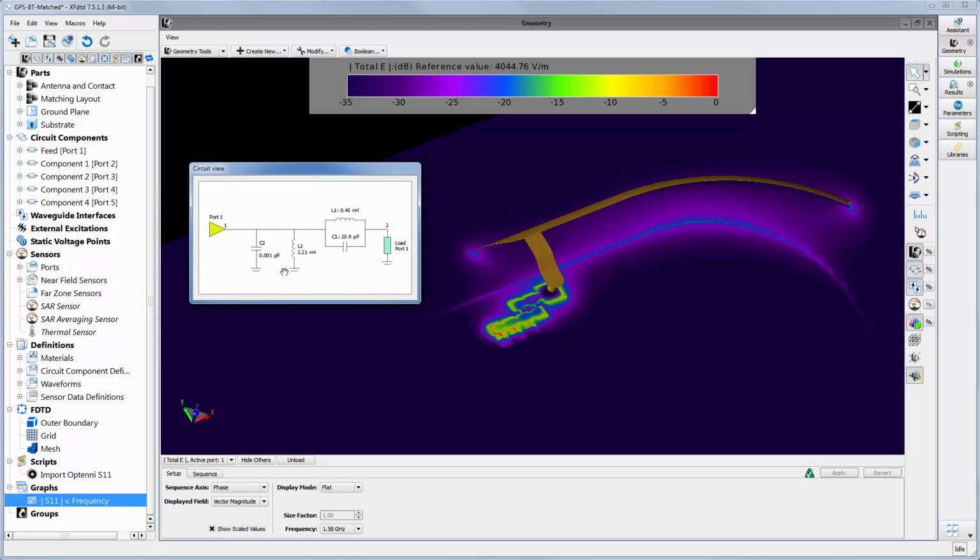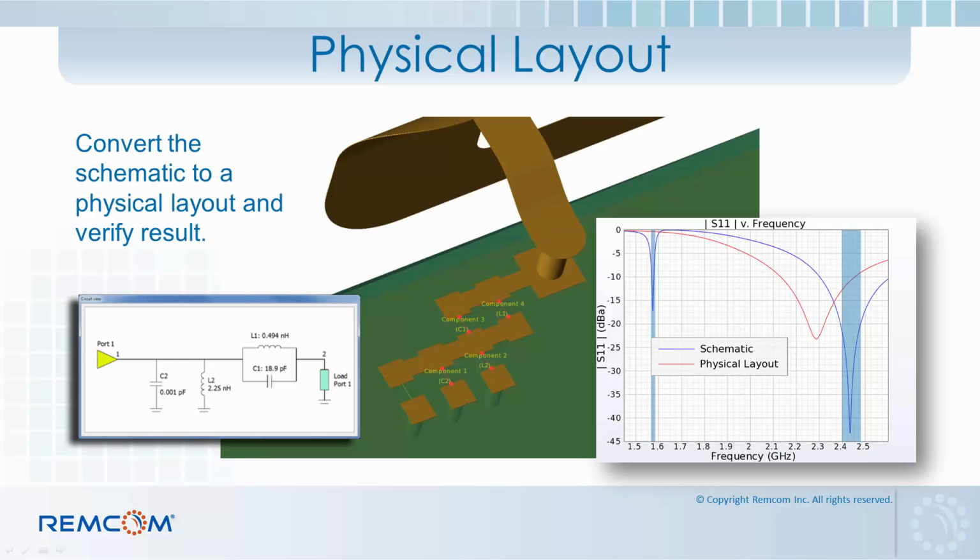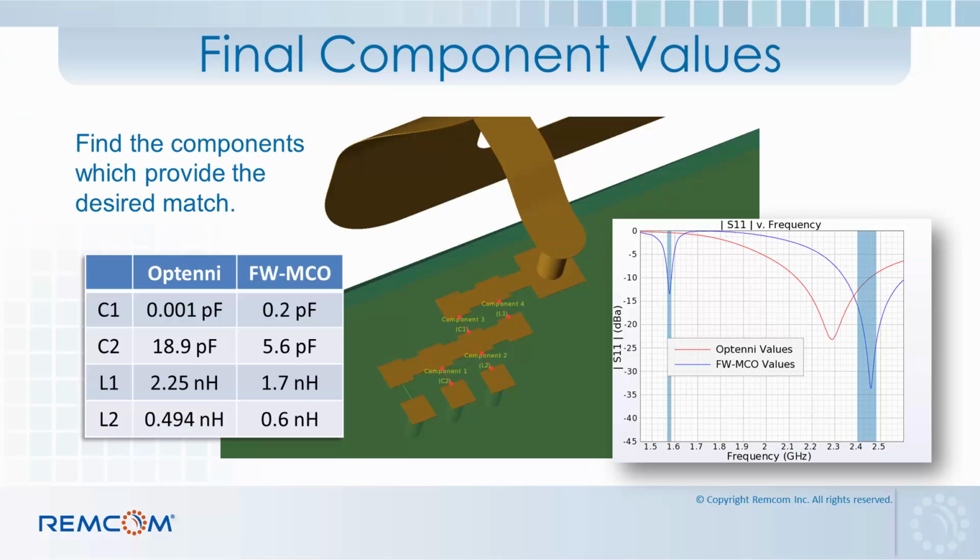So that takes us into our last step of the workflow, which is determining the final component values to plug into this physical layout. So here we have the table on the left, which is showing the Optenni values. We have used full wave circuit matching optimization to figure out a different, optimal set of component values. And when we plug those two different sets of values in and run a simulation, we get the graph on the right.